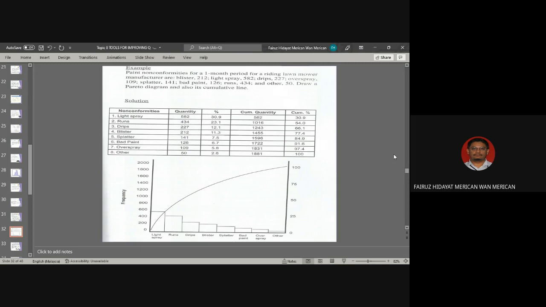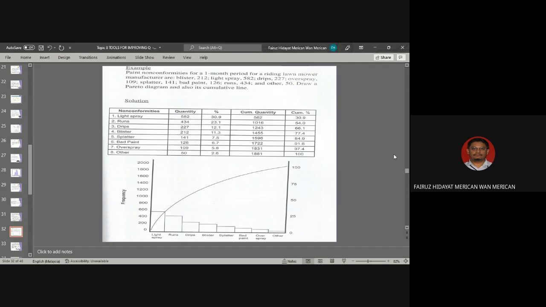So you have the list of defects or non-conformities. Light spray, meaning that they don't spray enough paint. So there are patches. Some parts of the lawnmower have an even coat of paint, others not as much paint. So you can see the difference. So this contributes the most defects for that 1 month of the paint process for the riding lawnmower. So 582 lawnmowers or 582 defects identified, and this contributes to 30.9% of the problem or the issue, right?